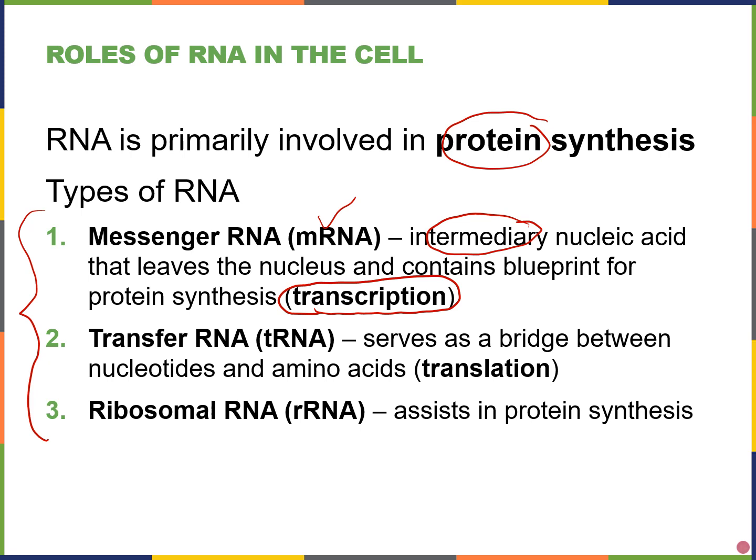and protein. Transfer RNA, or tRNA, is also involved in this process of translation, which serves as a bridge between nucleotides and the final amino acid chain. And then finally, ribosomal RNA is involved in protein synthesis as it is going to be part of a structure involved in translation.